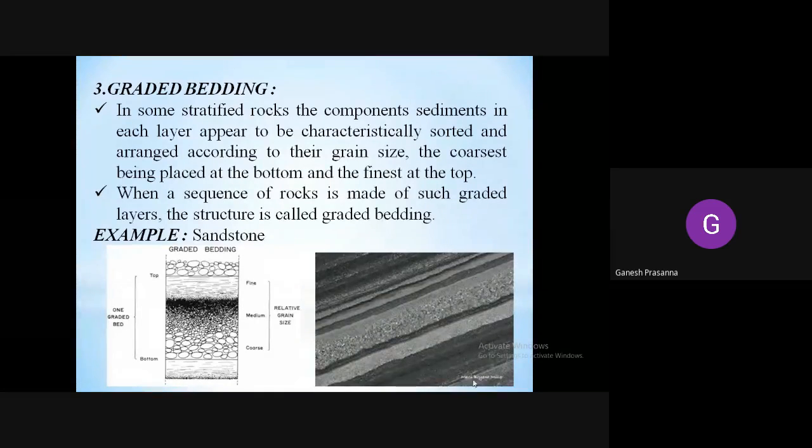You can see here the coarser grains are settled at the bottom, whereas the finer fragments are settling at the top. Okay, so this type of bedding where the larger or coarser fragments settle at the bottom and the finer fragments settle at the top is referred to as a graded bedding. So a very good example is sandstone.